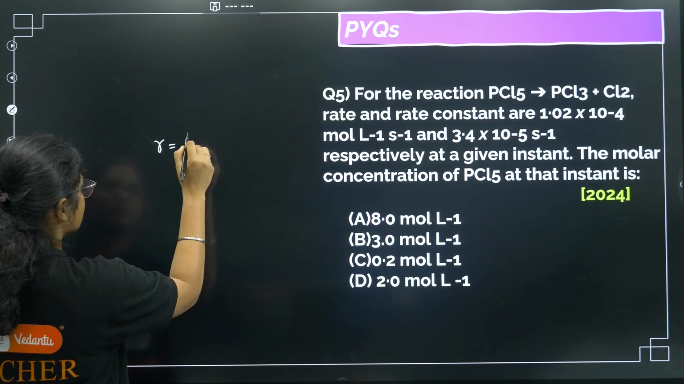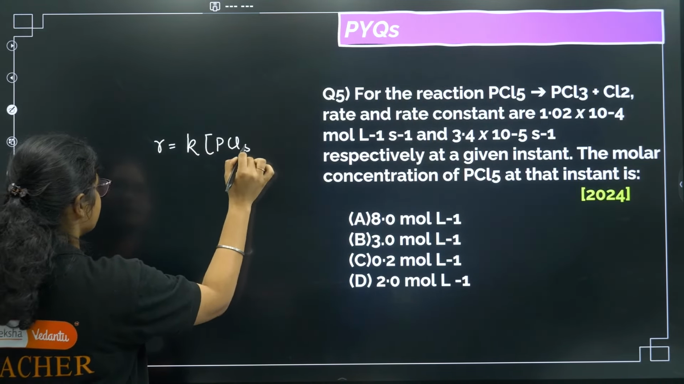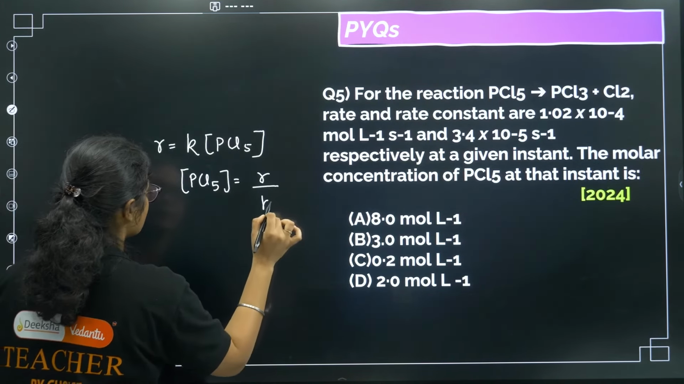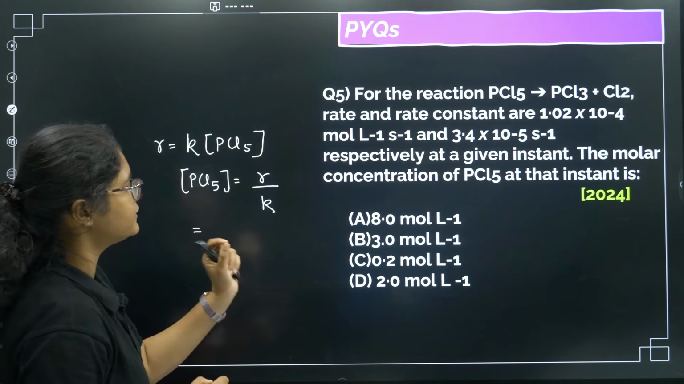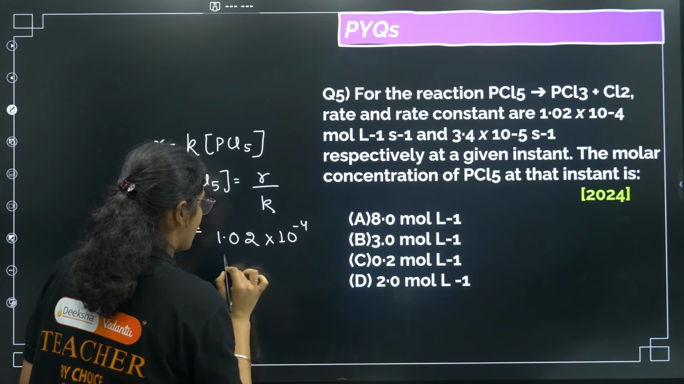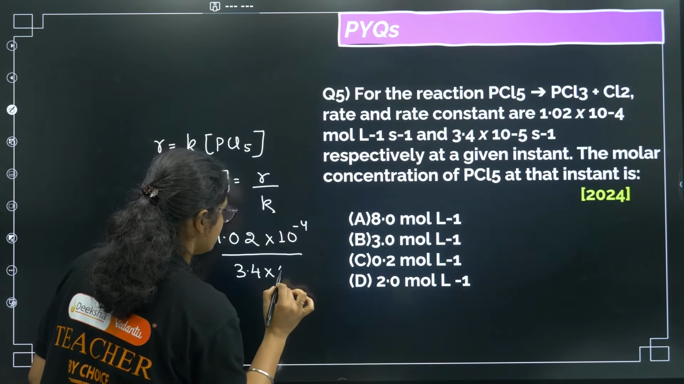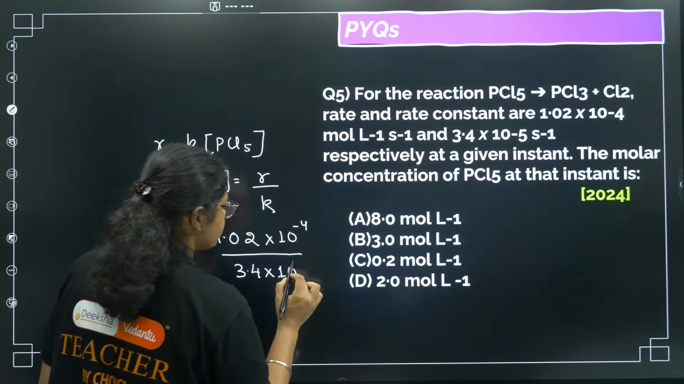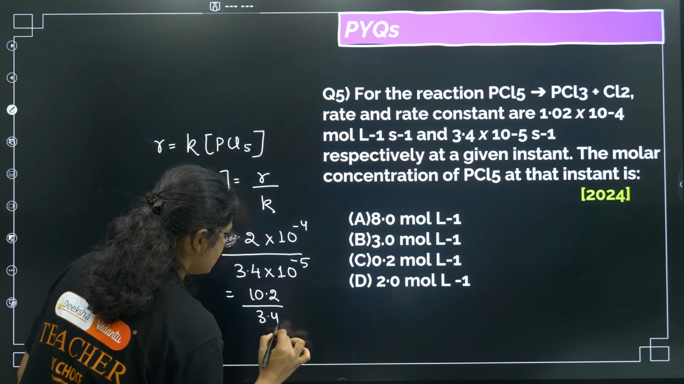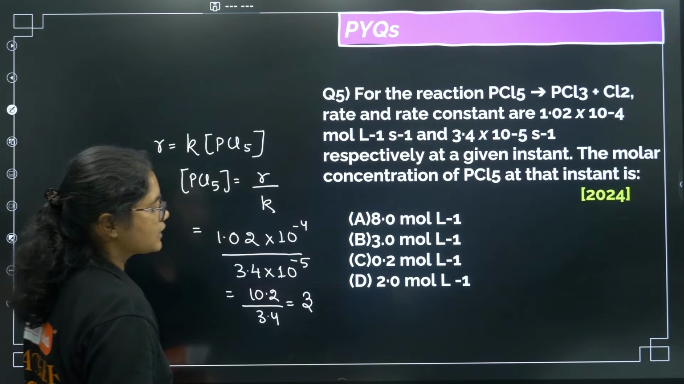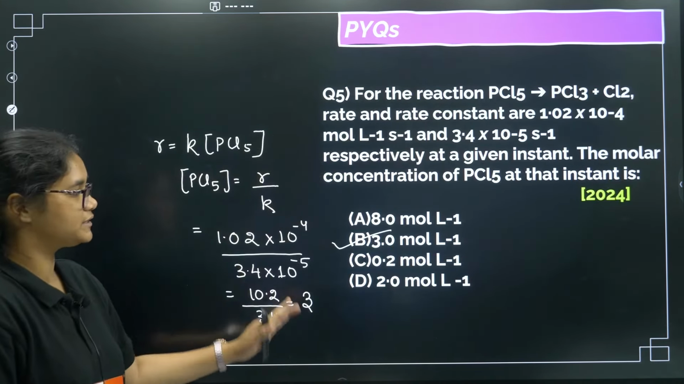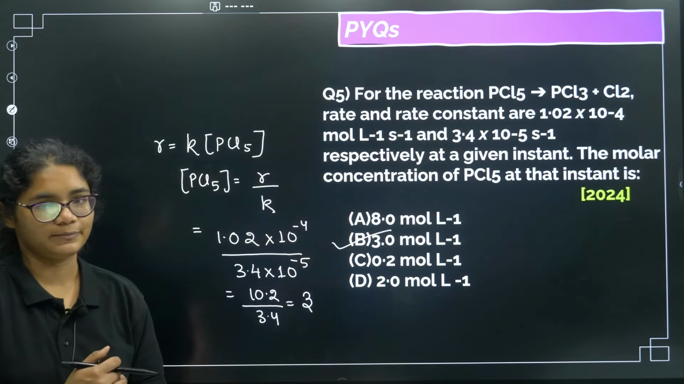So I'll write rate is equal to K into PCl5 concentration, right? So concentration of PCl5 will be equal to rate by K, right? And the rate value given to you is 1.02 into 10 to the power of minus 4, and this value is 3.4 into 10 to the power of minus 5, right? So I can write it is 10.2 by 3.4, and that is equal to 3. Right? So the correct answer for this question will be option number B, that is 3 moles per liter. See how easy a question was asked in 2024 from this chapter, right?